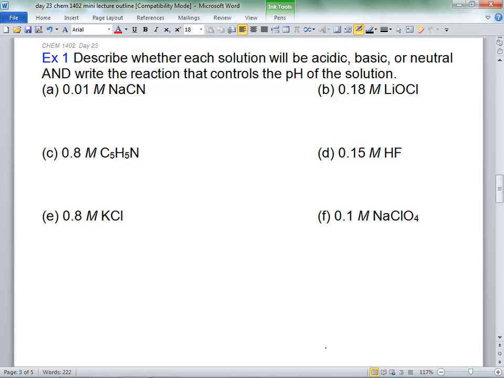You have NaCN. Oh, let's pick on Victoria. Victoria, let's do this one together. Would this solution be acidic, basic, or neutral? Sodium cyanide. Basic. Does everybody agree? Yes, she is correct. Now write the reaction that controls the pH of the solution. Alyssa, she said that it's a basic solution. So do you have to write a Ka reaction or a Kb reaction? You have to write a Kb type reaction.